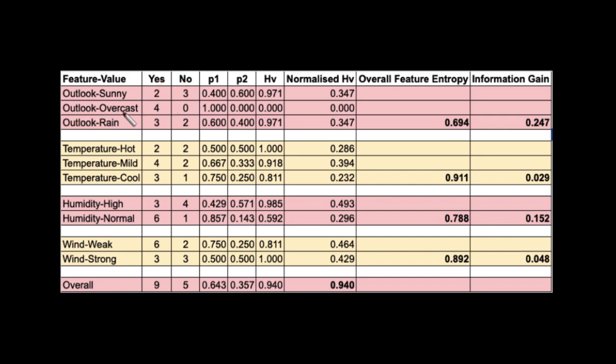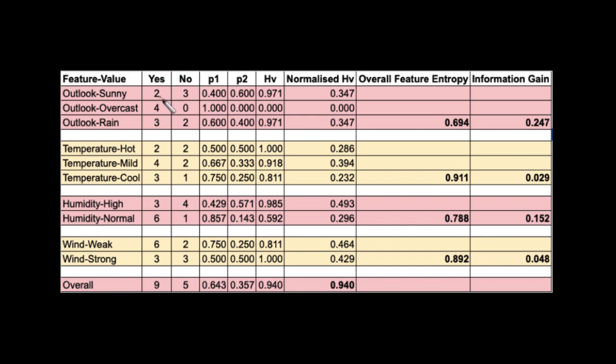Similarly, for outlook overcast, you will have 4 yes and 0 no's. For outlook rain, you will have 3 yes and 2 no, and so on for other attribute values. I strongly recommend that you check to make sure that this is indeed correctly reflecting your given data set.